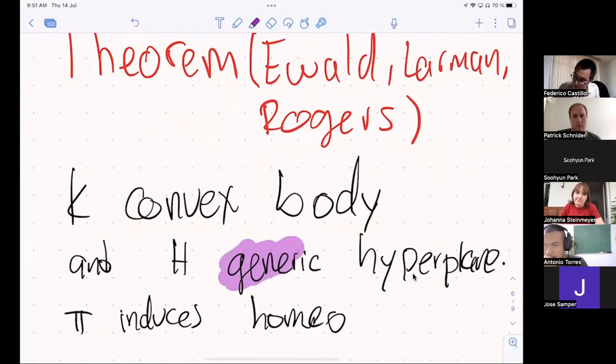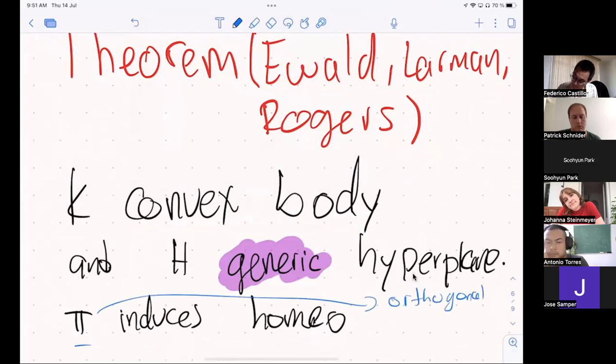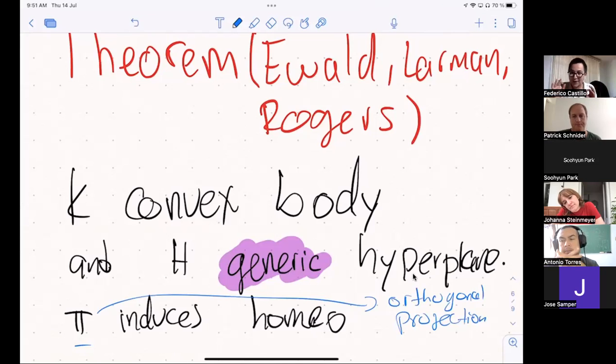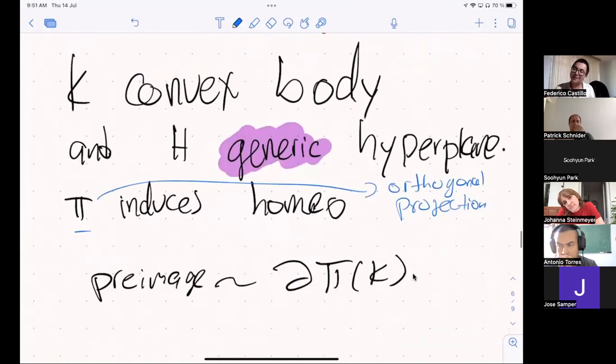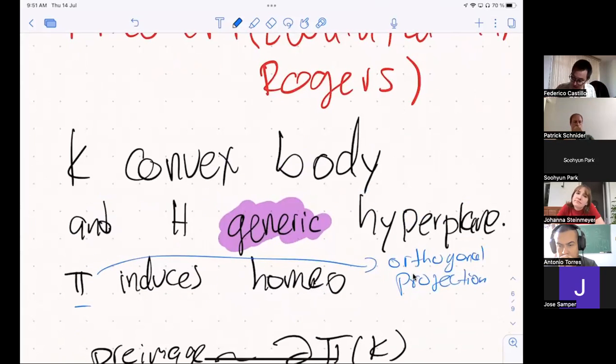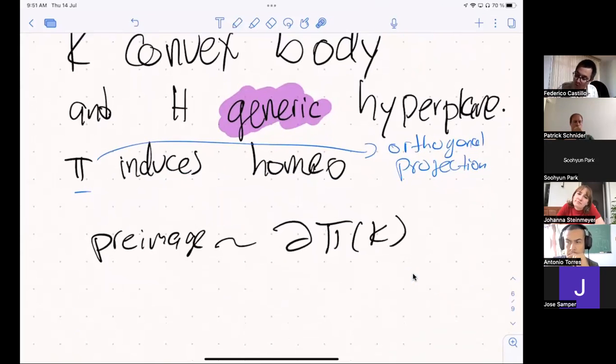Okay, so this theorem says the following: you have a convex body and H a generic, and I need to highlight generic, a generic hyperplane, and this is the orthogonal projection. So I take any convex body, really any convex body, then I take a generic hyperplane, and this induces a homeomorphism. This is what we need. The fact that it induces a homeomorphism between the boundary of the image and the pre-image.